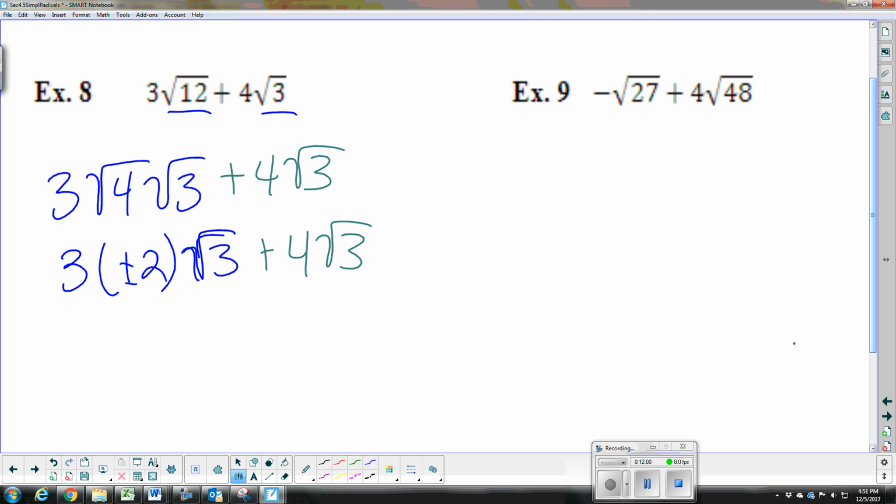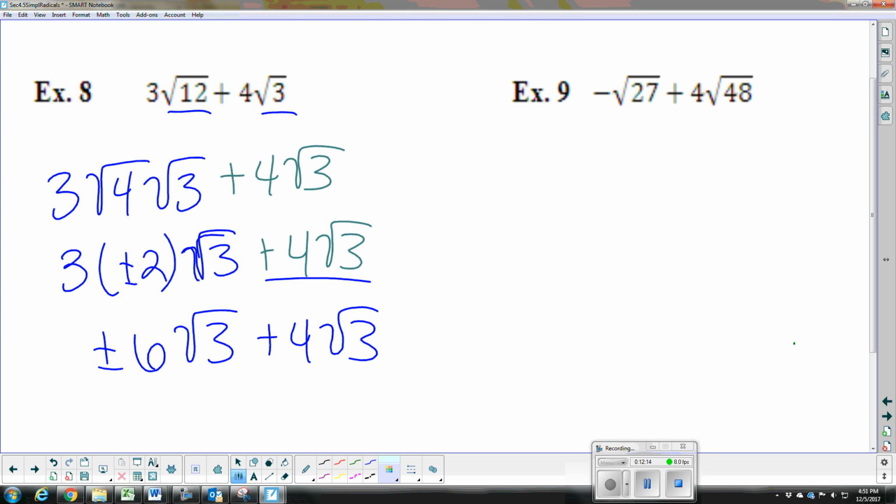All right, now 3 times plus or minus 2 is plus or minus 6 times the square root of 3 plus 4 times the square root of 3. Again, that does not change. It's the same as last step. So now you have to think a little bit. When you simplify radicals, you will always get 2 answers. And then if you have plus or minus 6 times the square root of 3 and you're adding 4, you want to add 4 times the square root of 3 plus 6 times the square root of 3 and 4 times the square root of 3 minus 6 times the square root of 3.